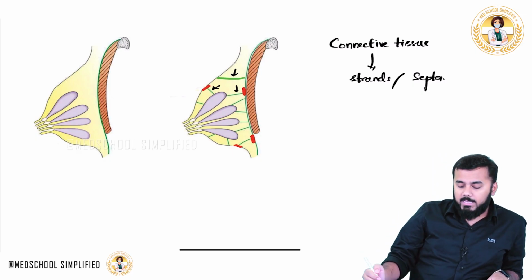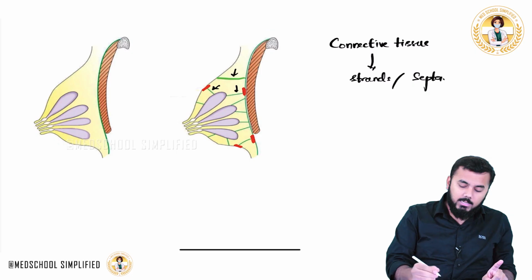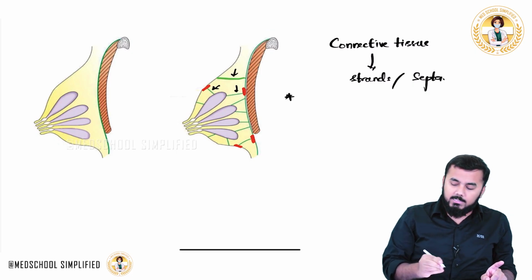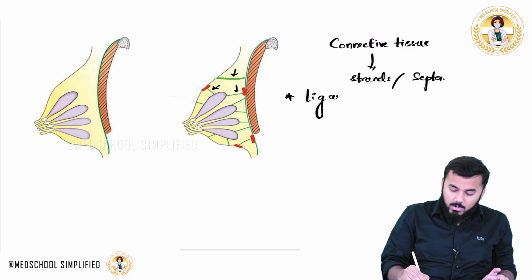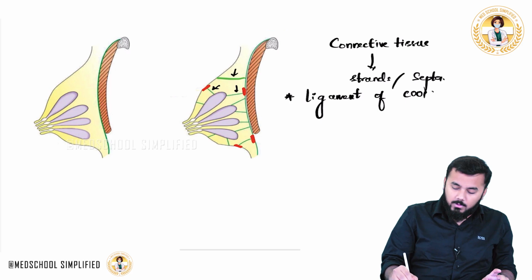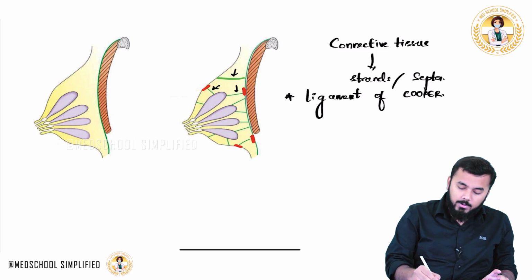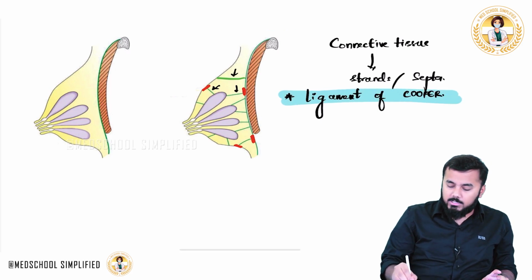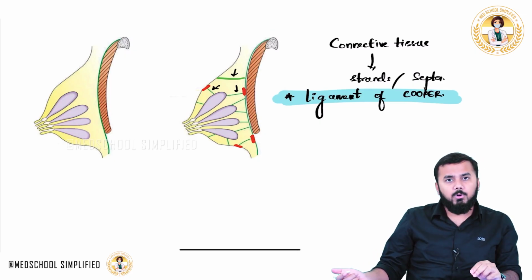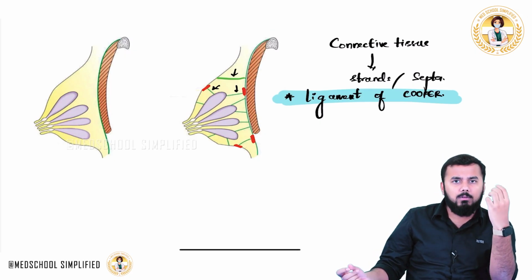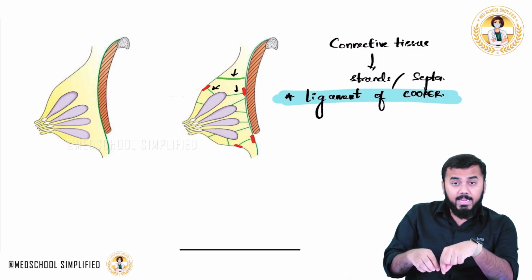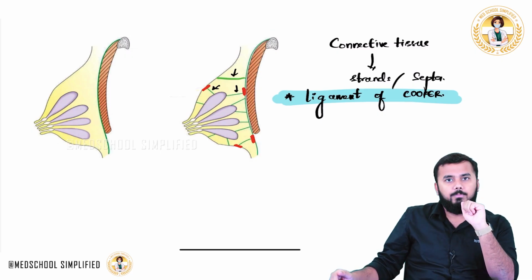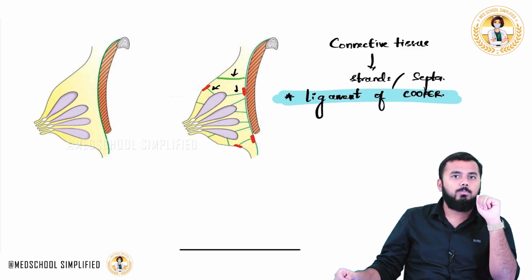Okay, why are these things important? The first thing is because of its name: these are called the ligaments of Cooper. Fine. The next important thing is that whenever a breast tumor develops, the tumor cells start infiltrating. They enter into this ligament of Cooper.